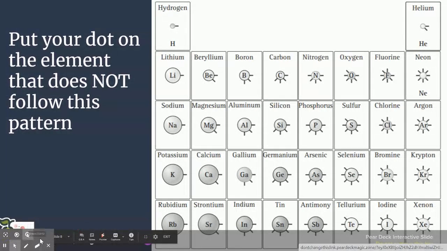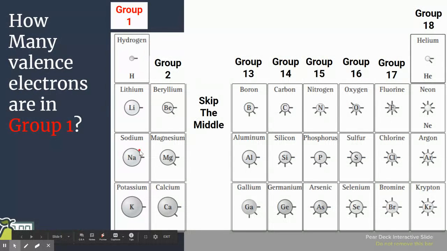Now, just to go through, all the elements in group 1 have 1 valence electron. All the elements in group 2 have 2. We are going to skip the middle of the periodic table. The middle of the periodic table, the transition metals, do not follow this pattern. So there's a whole set of elements in this space here that I've cut out, and I'll show you that on our periodic table in a minute. But just know that we skip those transition metals.